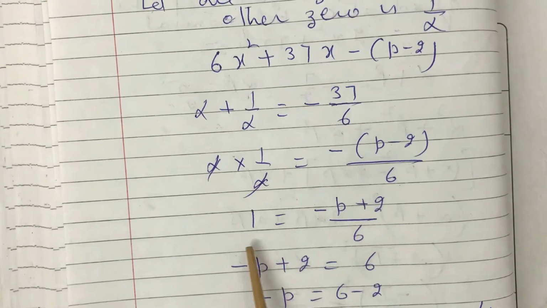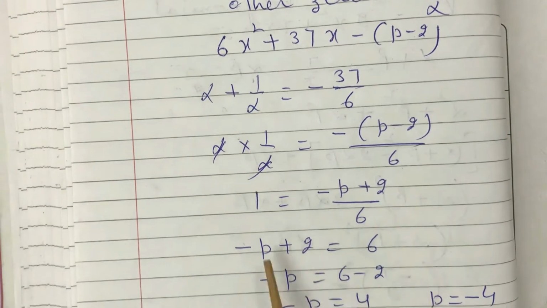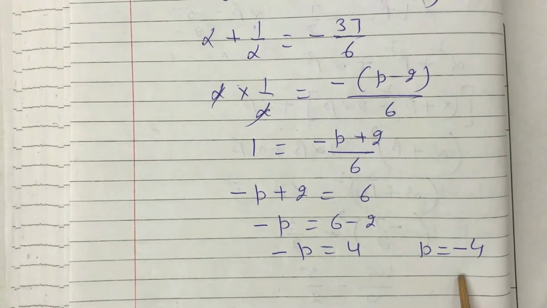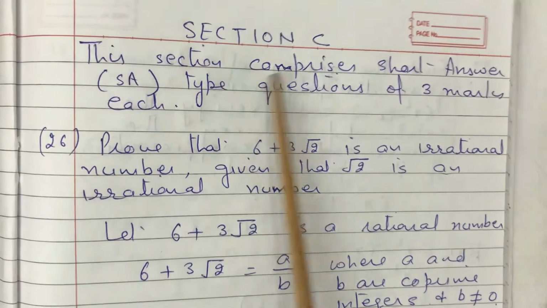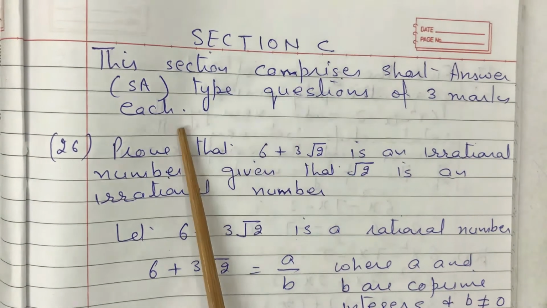So here I have 1 is equal to minus p plus 2 upon 6. Cross multiply it, value of p will come out to be minus 4. That is the answer. Section C. This section comprises short answer type questions of 3 marks each.